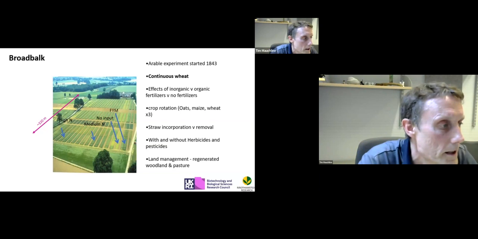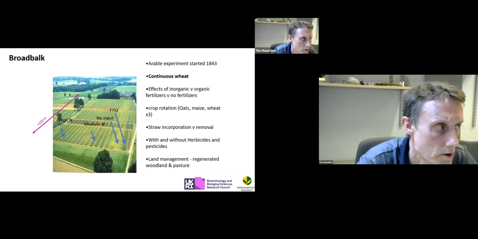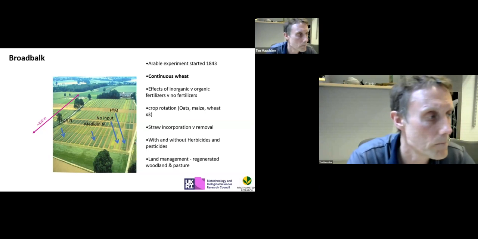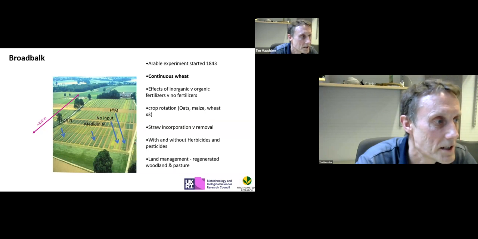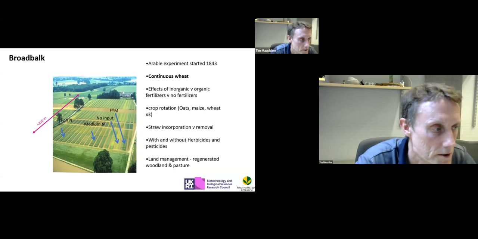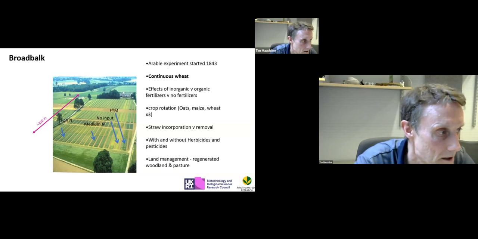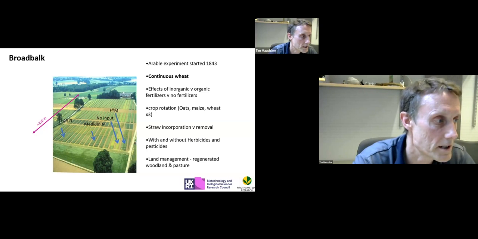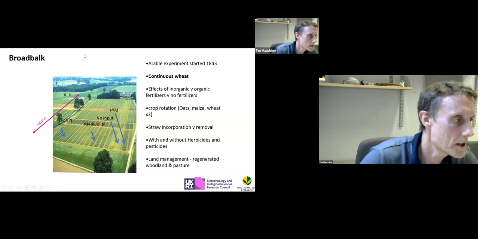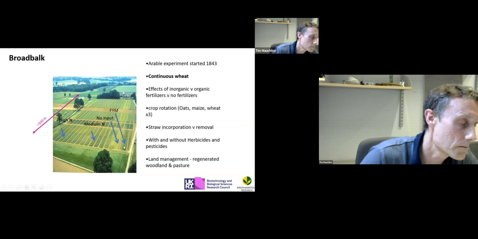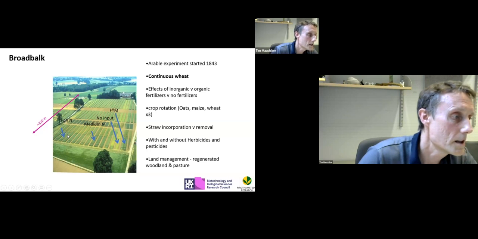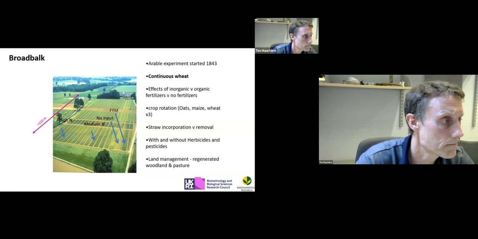In this study, we looked at one of the experiments at Rothamsted called Broadbalk. It's probably Rothamsted's most famous experiment, established in 1843. There are lots of different parts to this experiment, but today I'd like to focus on the continuous wheat, which has been continuously cropped with wheat since 1843. In this figure, you can see the different treatments we're going to talk about today. This is FYM, farmyard manure. This is no inputs at all. Then we have medium and high inorganic nitrogen inputs.